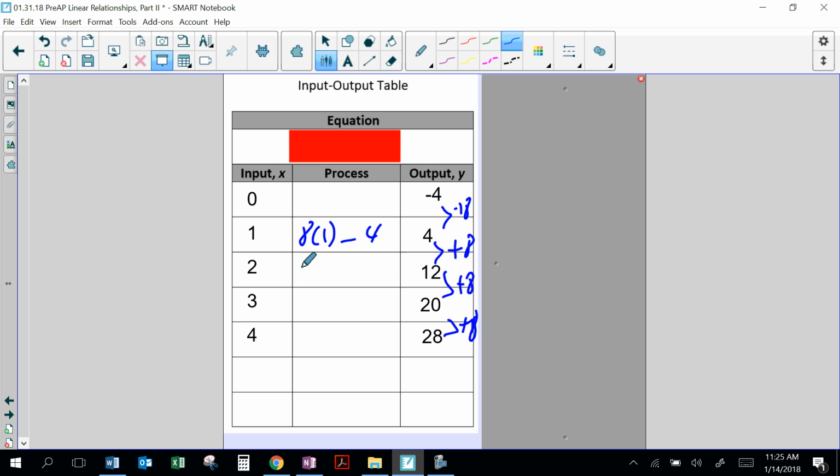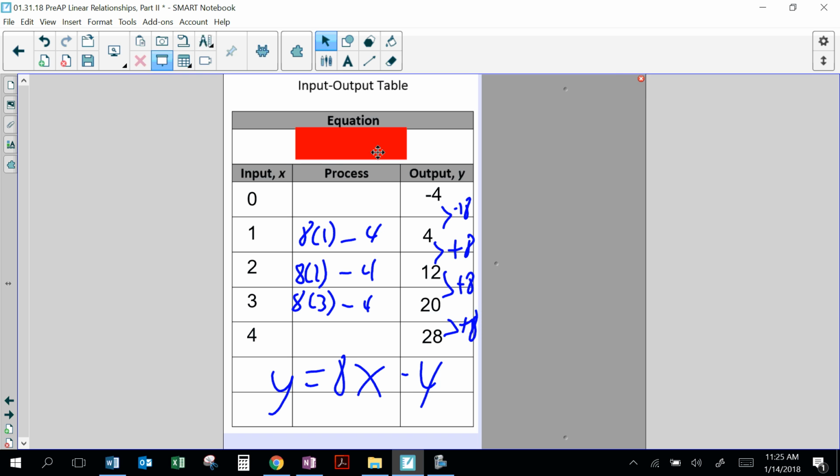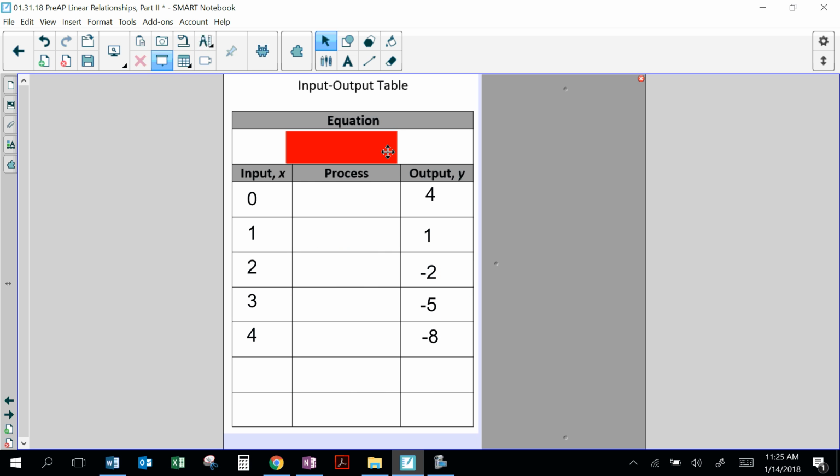Let's see. The rate of change is 8 for every input. If you have 2, that'd be 16. Take away 4 is 12. If it's changing 8 for every input, 3 is 24, take away 4. I think it's y equals 8x minus 4. Yes.